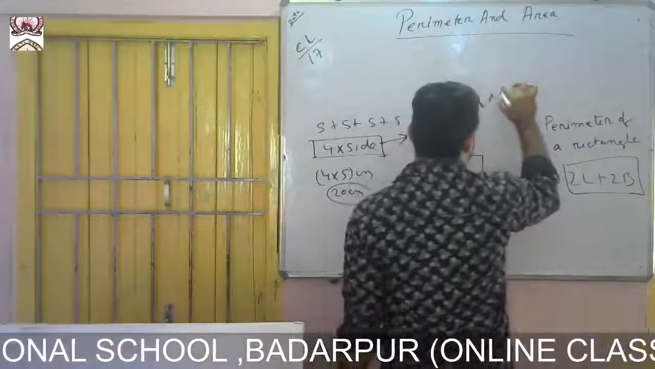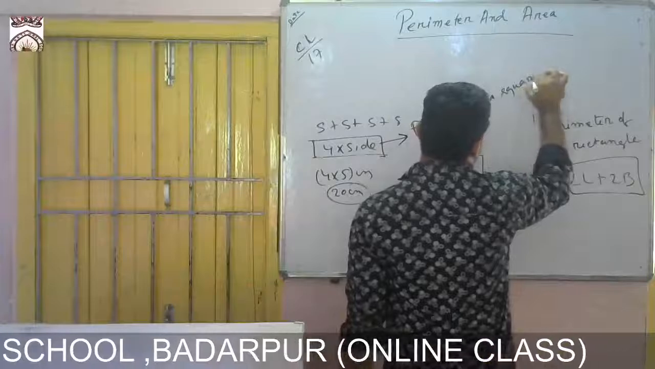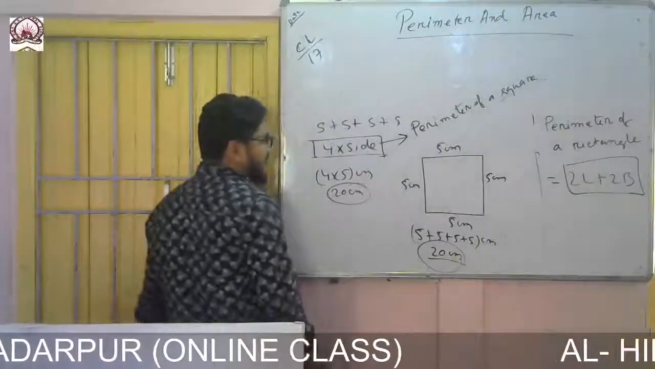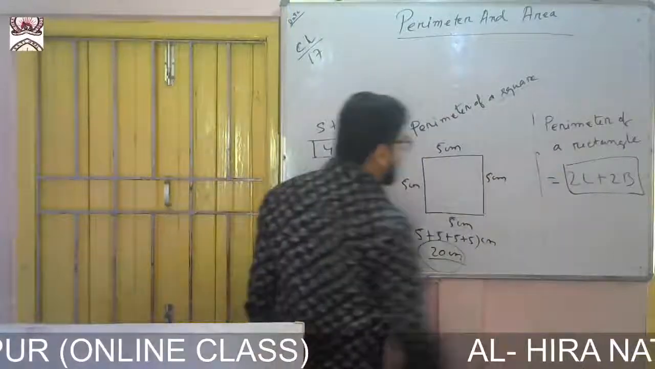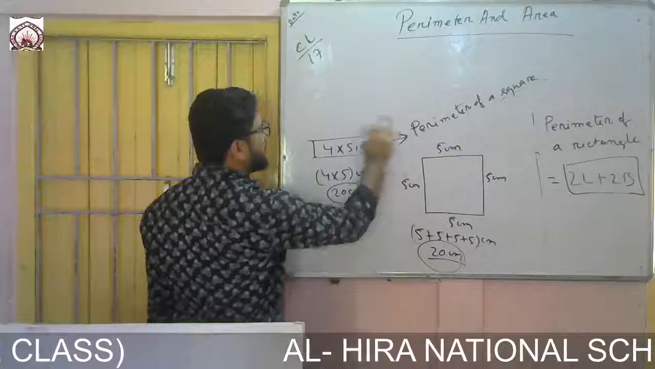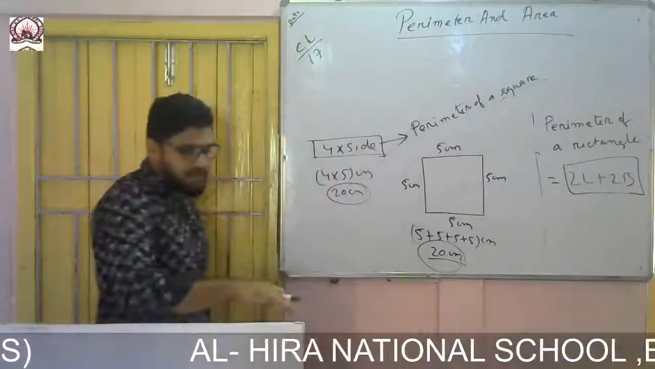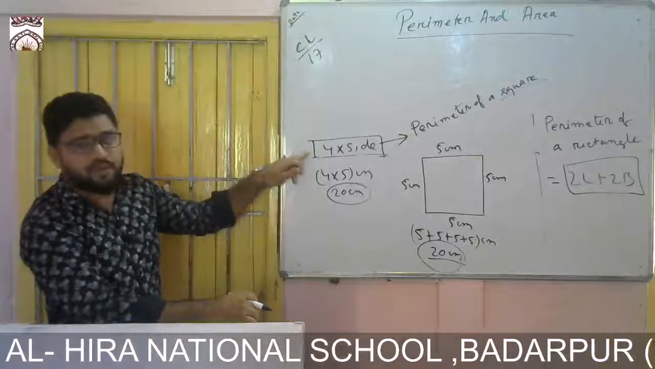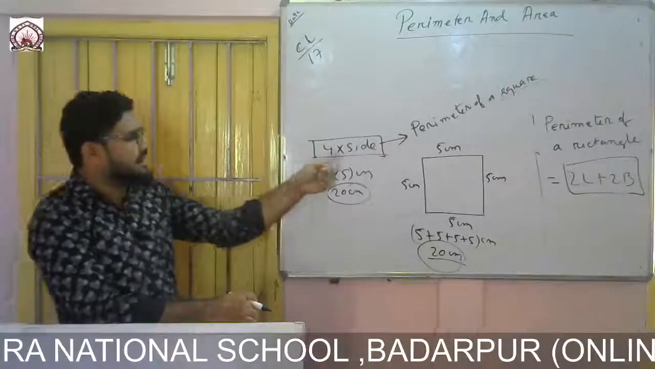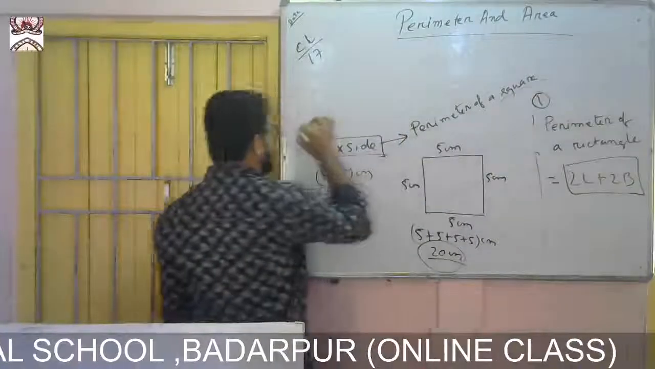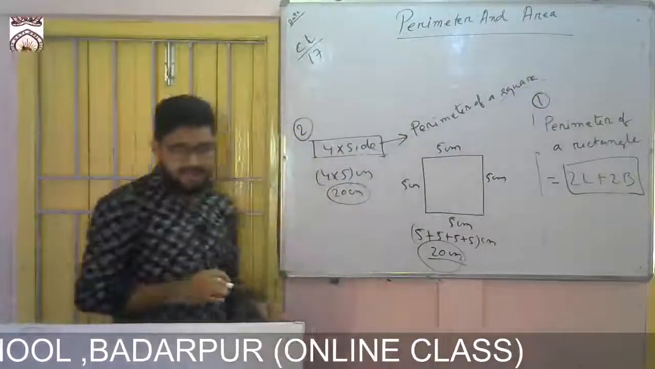This is the formula for perimeter of a square. And this is the perimeter of a rectangle. So the perimeter of a square is equal to this formula, 4 into side. This is the formula for perimeter of a square. So you write these two formulas, formula 1 and formula 2, for solving the exercise.